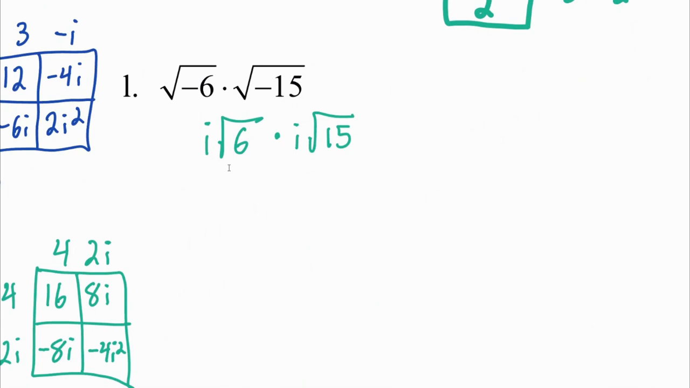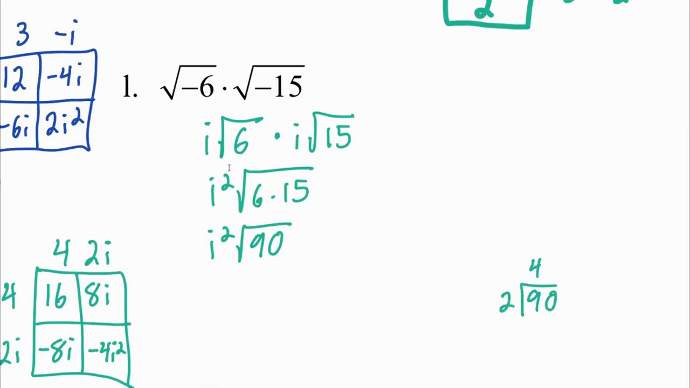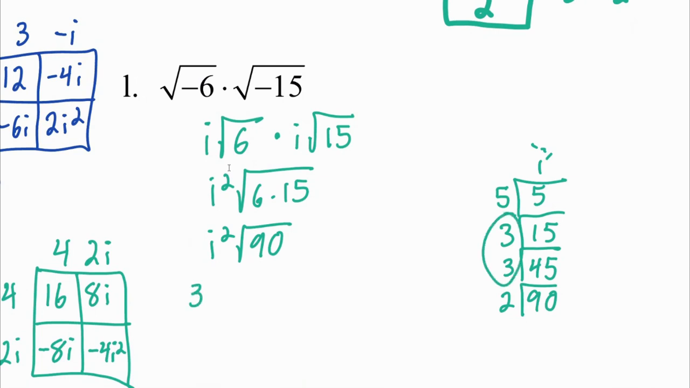So then we can multiply these two together. So we'll do i times i to get i squared. And then we'll do 6 times 15 underneath that radical. So we'll get i squared, and then we're doing the square root of 90, which does simplify, right? 90 is divisible by 2, that's 45. That's divisible by 3, that's 15. That's 3, that's 5, and 5 and 1. So we can take a 3 out. And underneath the radical, we're going to have 5 times 2, which is 10.